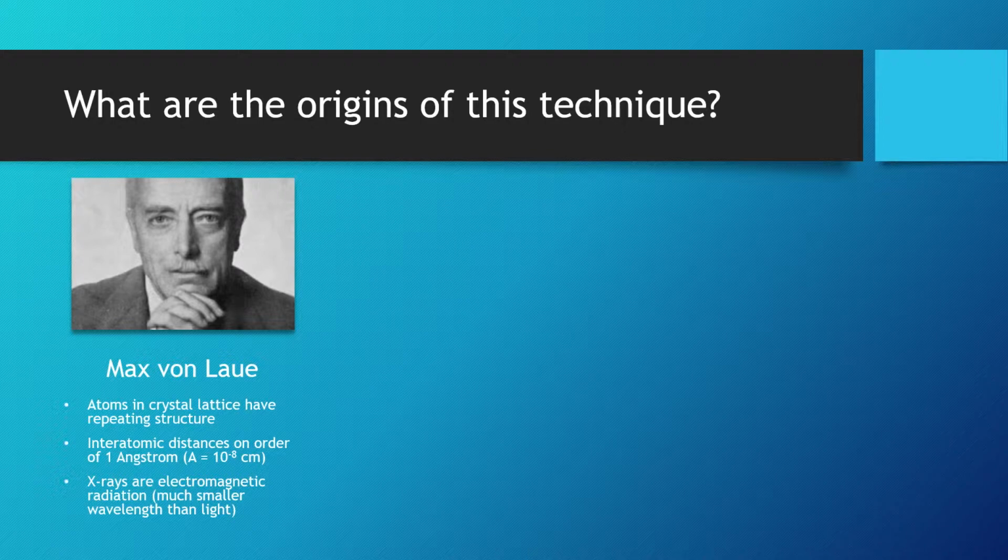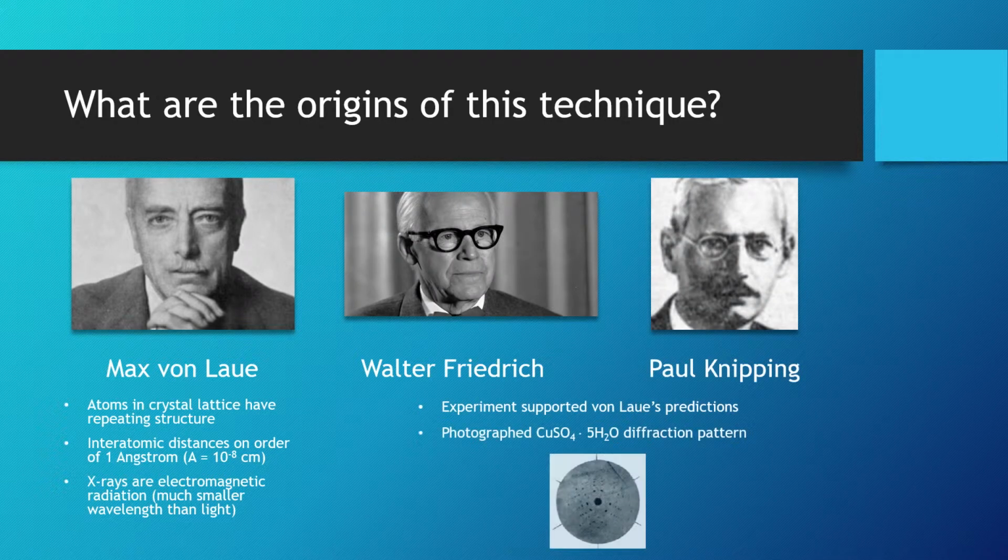So he postulated that the atoms in these structures could diffract X-rays the way that we see an infrared spectrometer diffract infrared light. His colleagues, Walter Frederick and Paul Knipping, conducted an experiment that ended up providing supporting evidence for his hypothesis and the theory that crystalline solids have a repeating structure. They were able to record the diffraction pattern of the X-ray radiation of copper sulfate pentahydrate in their experiment.